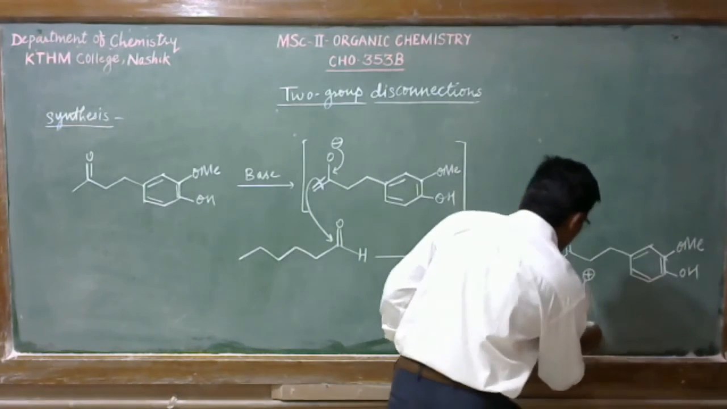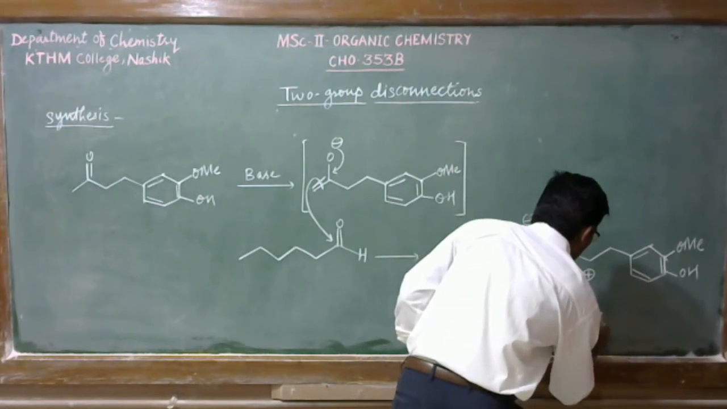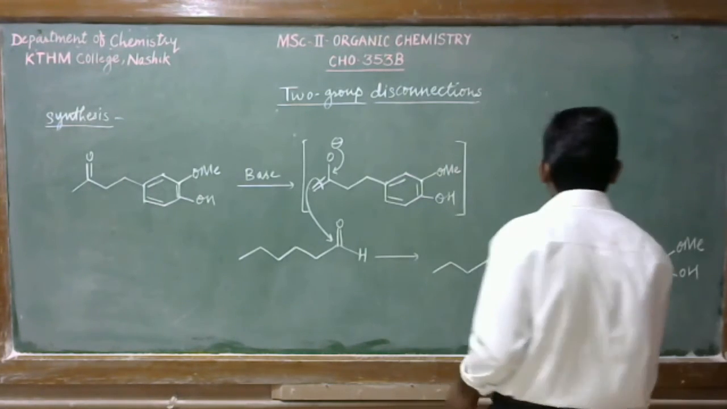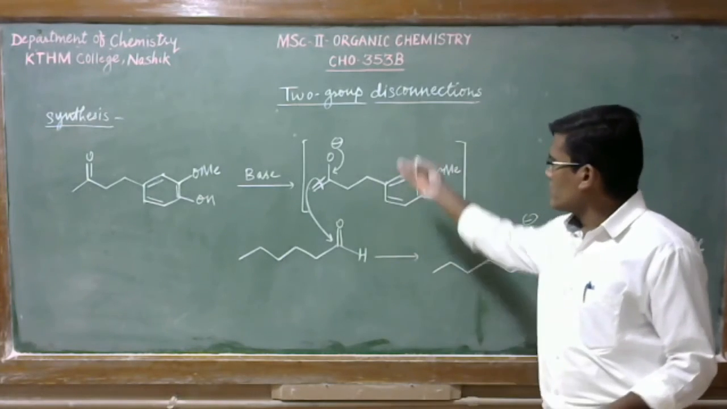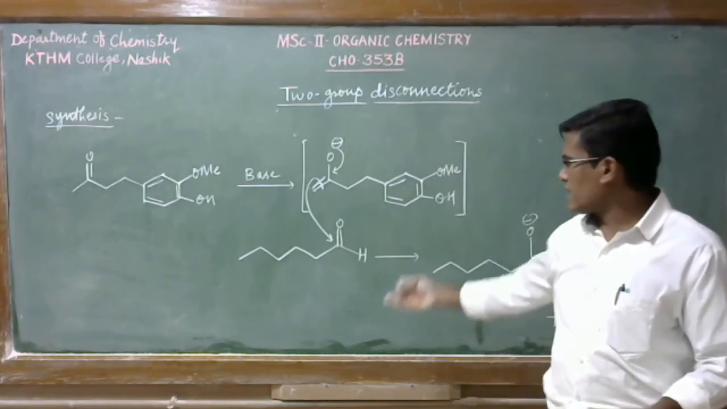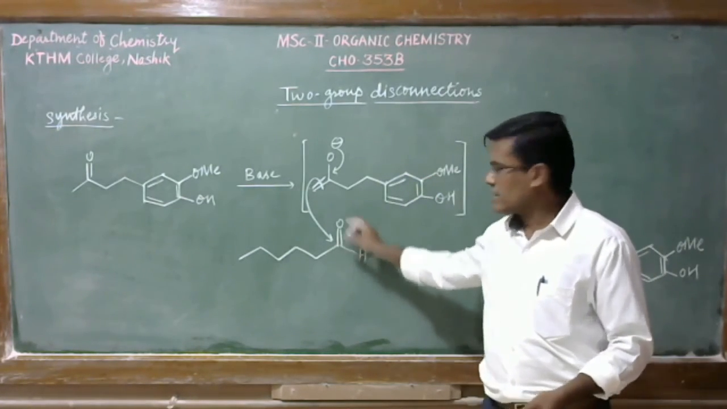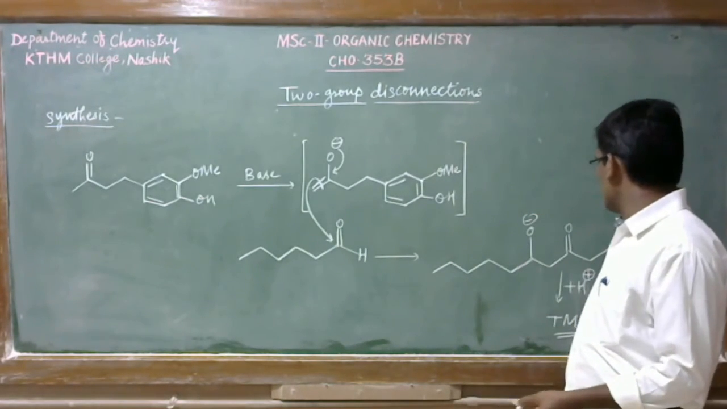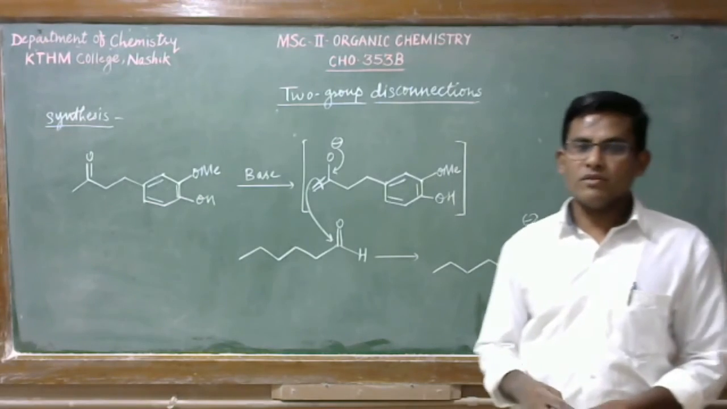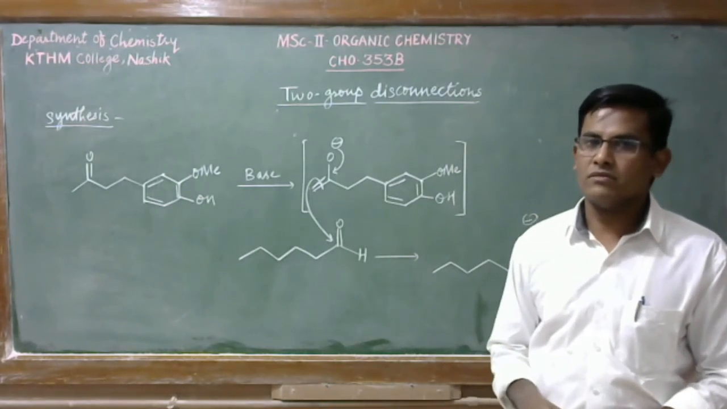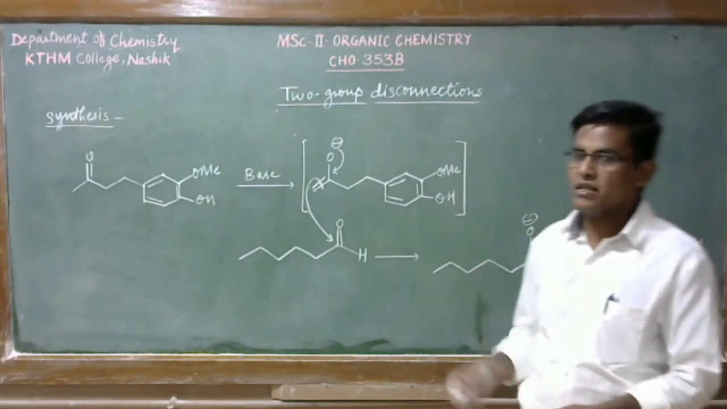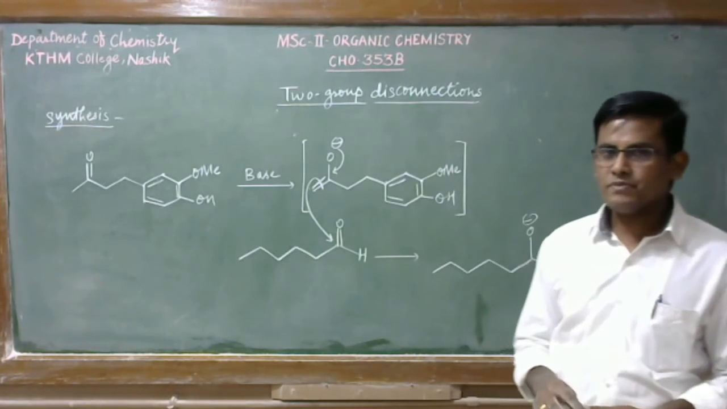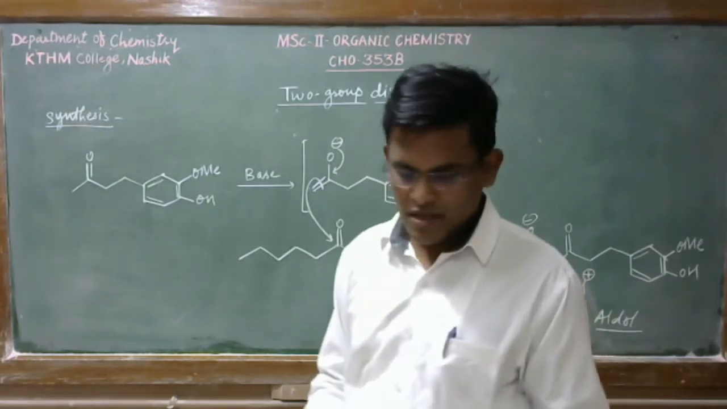Target molecule, aldol. So when this enolate attacks this aldehydic carbonyl group, it will convert into the target molecule, that is gingerol, which has the aldol functional group. All right, so let's have another example.